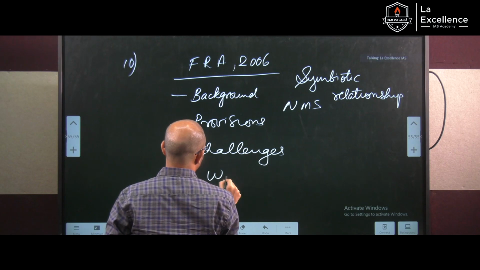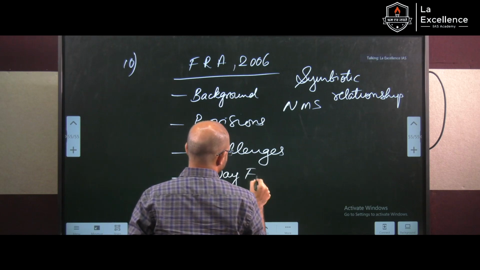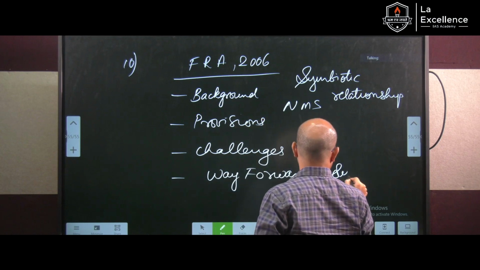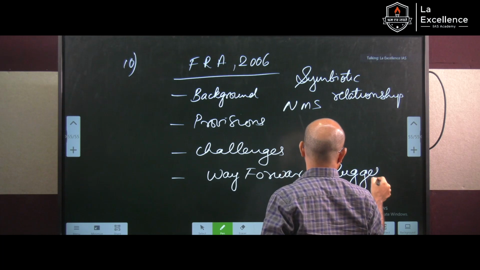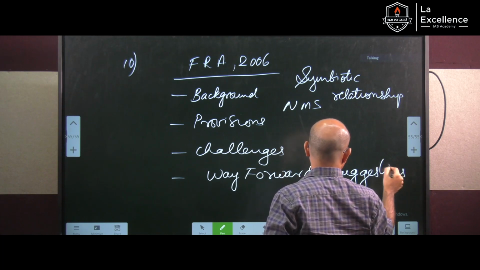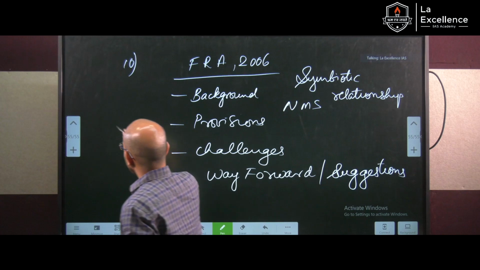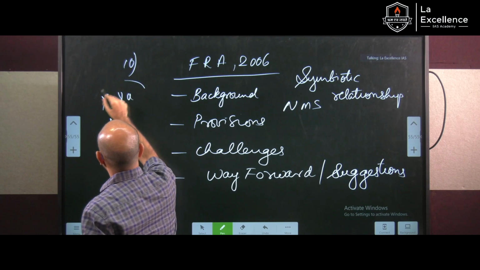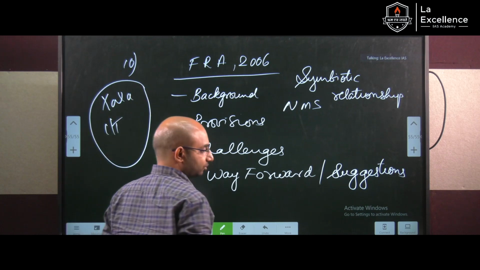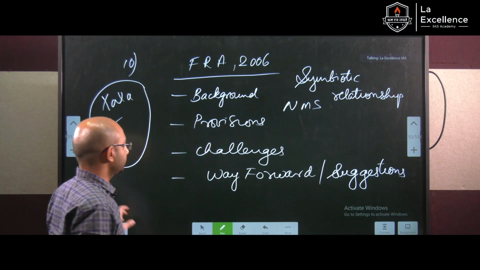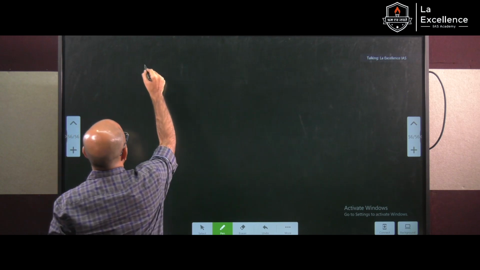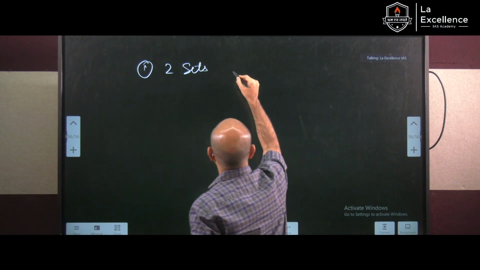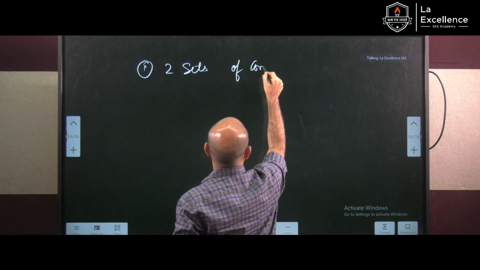Finally, discuss the way forward or have some suggestions of how the Forest Rights Act can be implemented better. Even here, there is very good analysis by the Kaka committee on how we can improve things on the whole for the Forest Rights Act. So first, what are the provisions? It recognizes, it gives forest rights but to two sets of communities.